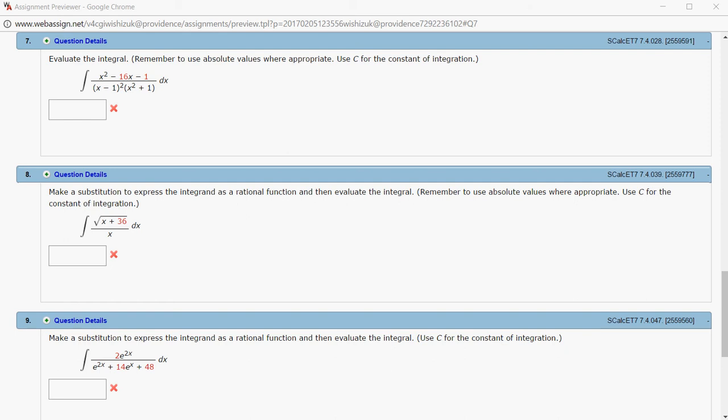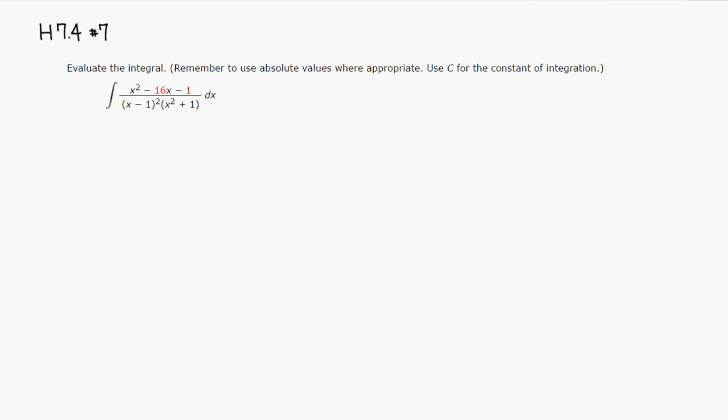All right, let's look at homework 7.4, problem number 7. Let's use partial fractions to evaluate this integral. I'm going to write down the integrand.